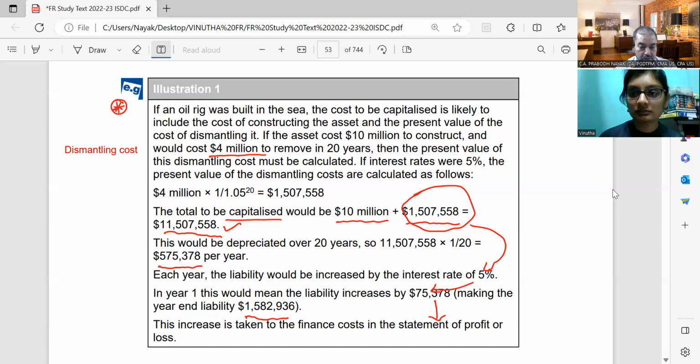Yes, sir. Now, this amount of $11,507,558 should be depreciated over a period of 20 years. So I will divide that by 20 and I will get the amount as 575,378. This is your depreciation amount. The depreciation amount is 575,378. This is the cost of the asset.